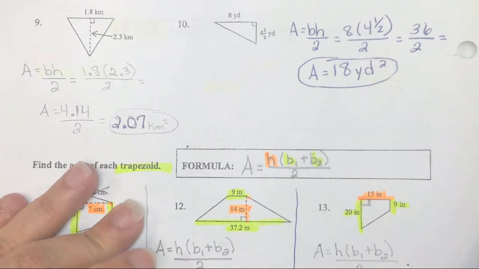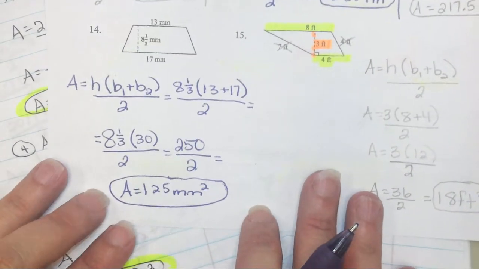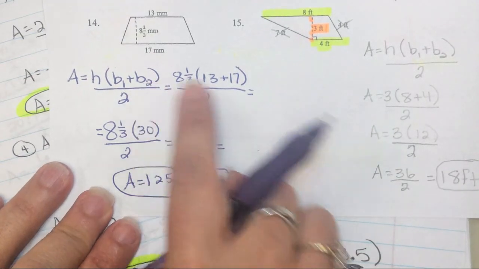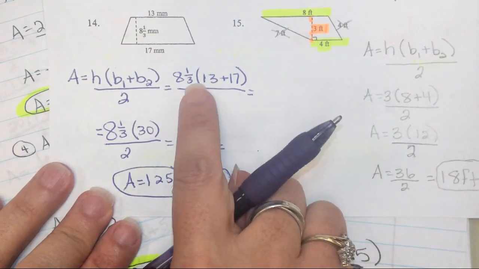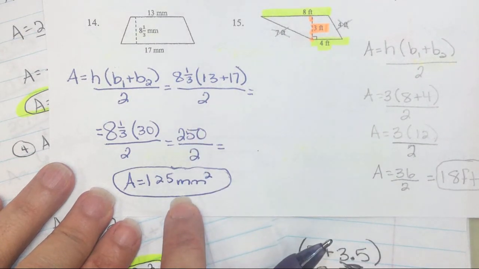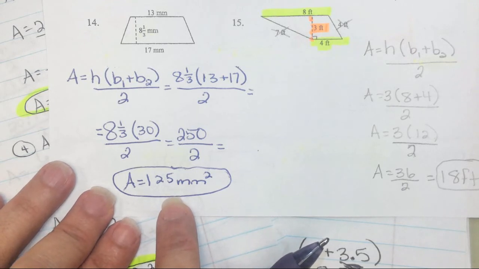I'm going to go down now and show you number 14, because I haven't shown that one. Number 14 is a trapezoid. Base 1 plus base 2 times the height divided by 2. I ended up with the final answer of 125 millimeters squared.